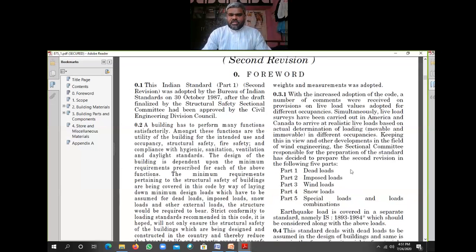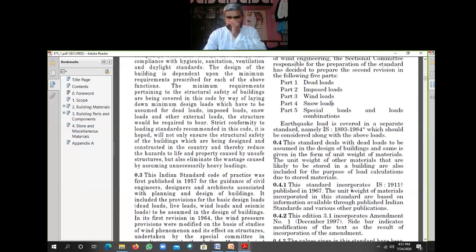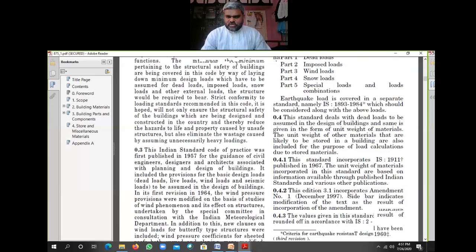This code, IS 875, is explained in the following five parts. Part 1 is dead loads. Part 2 is imposed loads, that is nothing but live loads. Part 3 is wind loads. Part 4 is snow loads. Part 5 is special loads and combination of loads. Earthquake loads are covered in IS 1893, not in this one. If possible, I will show 1893 also, so please remember that number.